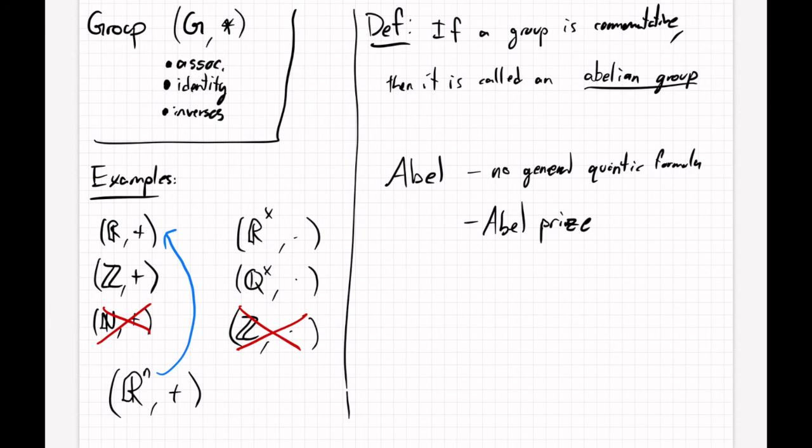But all of the examples here, well, I mean, this isn't a group, so maybe I shouldn't say this guy or this guy. But all of these guys are Abelian.